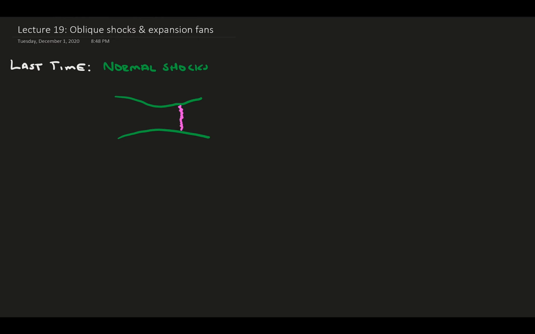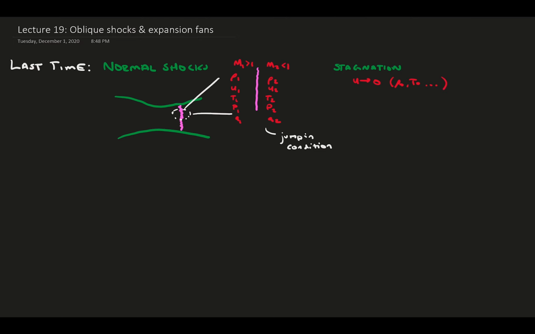Last time, we discussed normal shocks, a special case of shock wave where the flow direction is perpendicular to the shock itself. We developed equations that describe the flow condition downstream of the shock from upstream known conditions. The shock causes the flow to jump in condition, lowering the speed but dramatically increasing pressure and temperature. We also defined two special flow conditions: stagnation, which is the case when flow velocity is brought to zero, and sonic, where flow velocity is brought to the speed of sound.